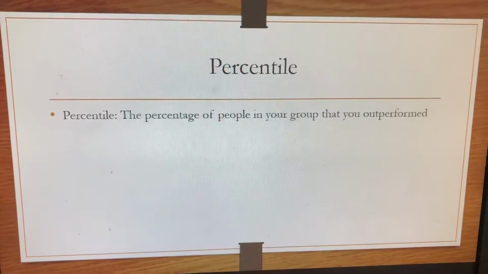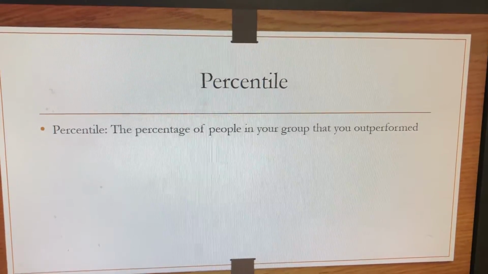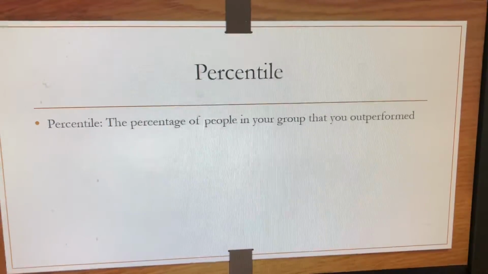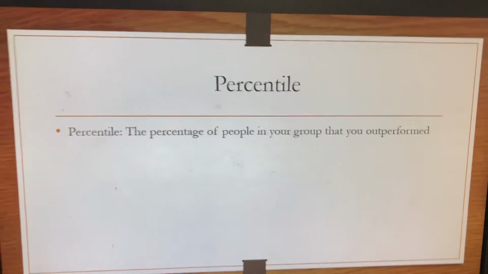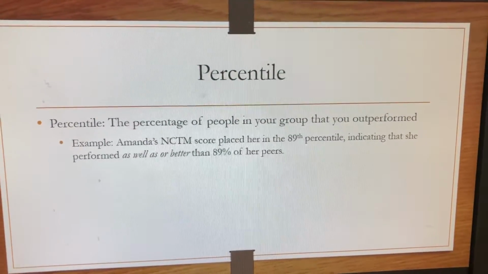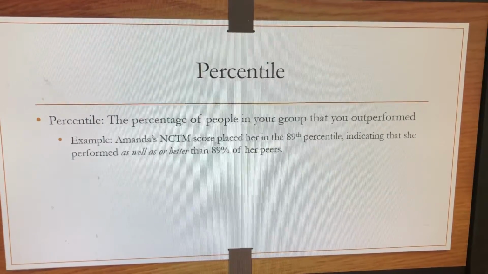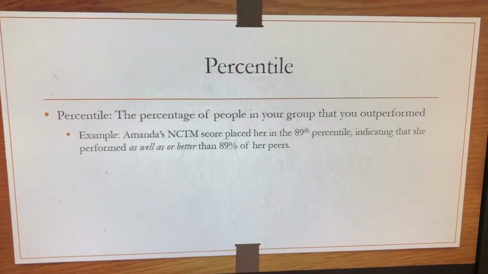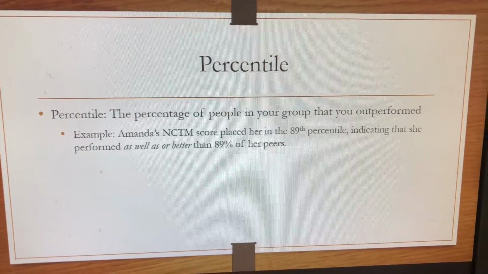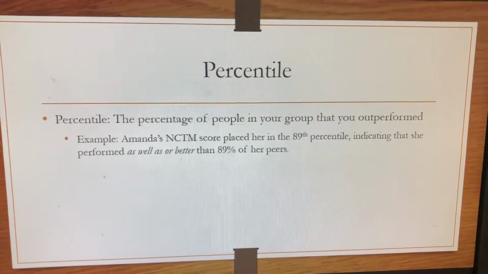So the idea of percentile. A percentile is the percentage of people in your group that you outperformed. And really, to be more clear, it's you outperformed or equaled their performance. So, for example, let's say somebody named Amanda, her math EasyCBM score placed her in the 89th percentile. This indicates that she performed as well as or better than 89% of her peers. Doesn't mean she got 89% right. It just means that she performed better than 89% of her peers.